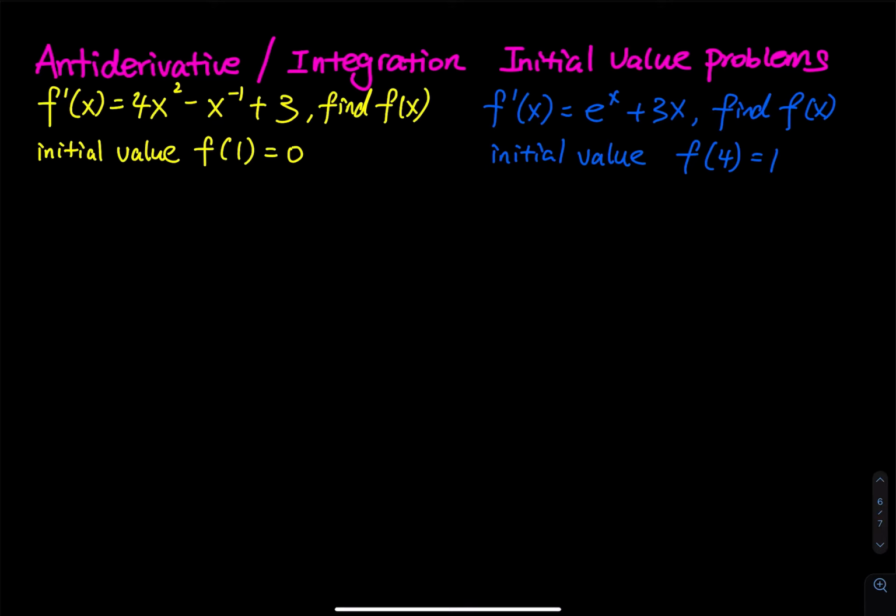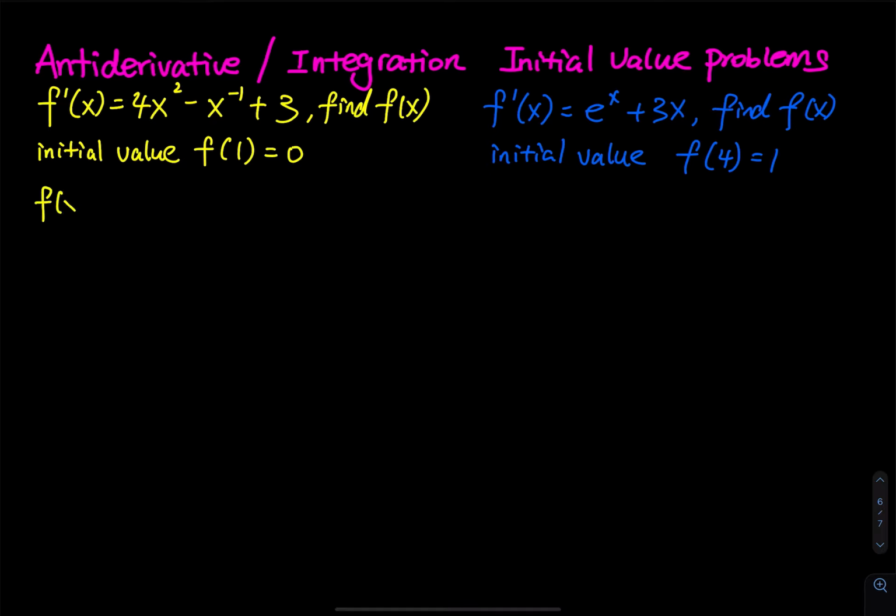Antiderivative, also known as integration. I would like to do some initial value problems. The first derivative is f prime of x equals 4x squared minus x to the negative 1 plus 3. First of all, let's find f of x. So f of x equals, you have to undo the derivative.